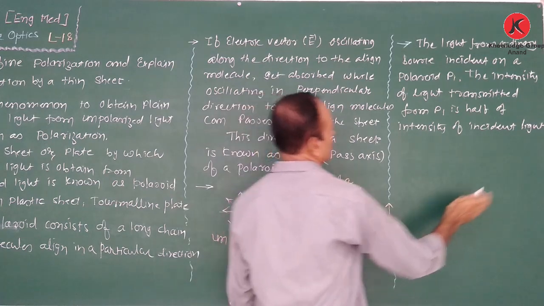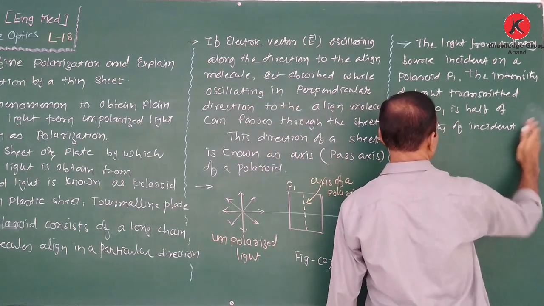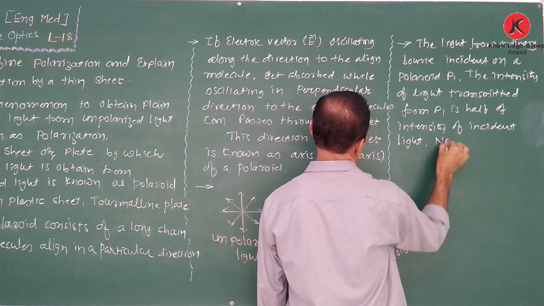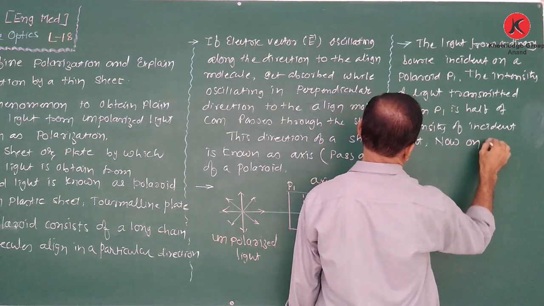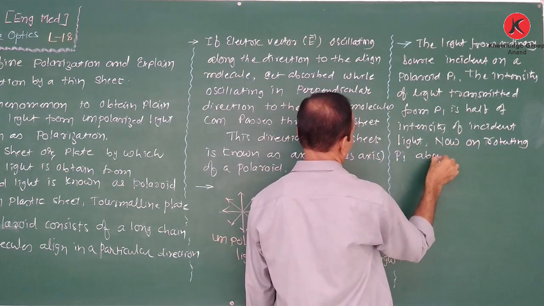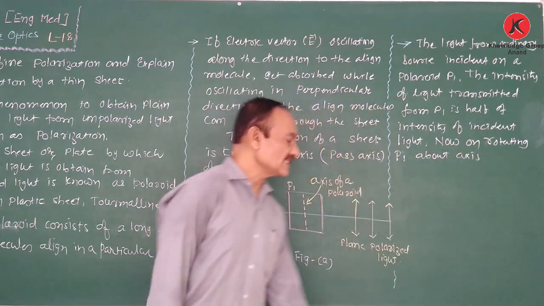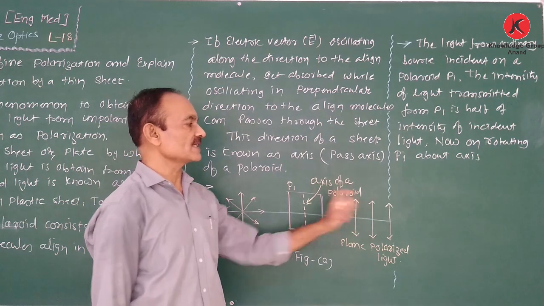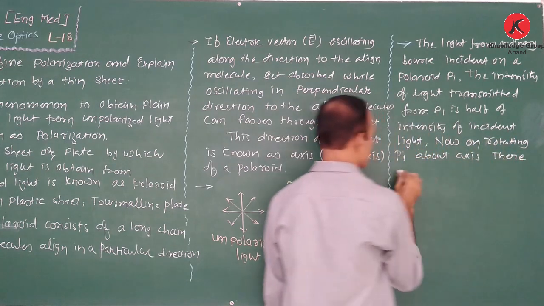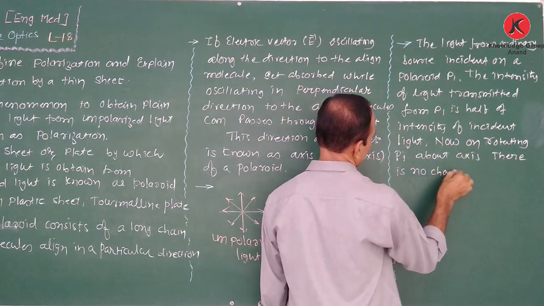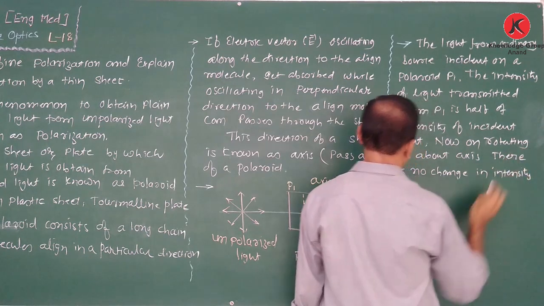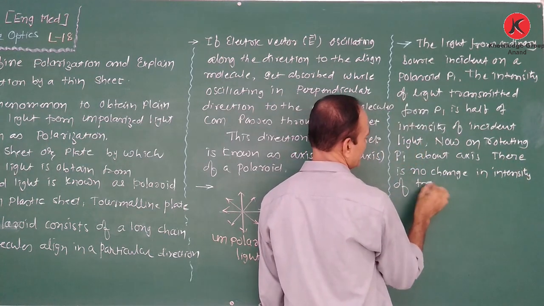Now, on rotating P1 about its axis, there is no change in the intensity of the transmitted light.